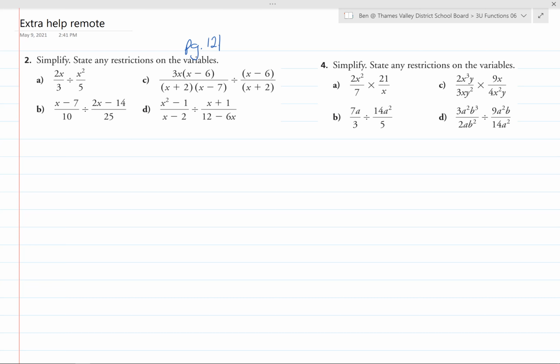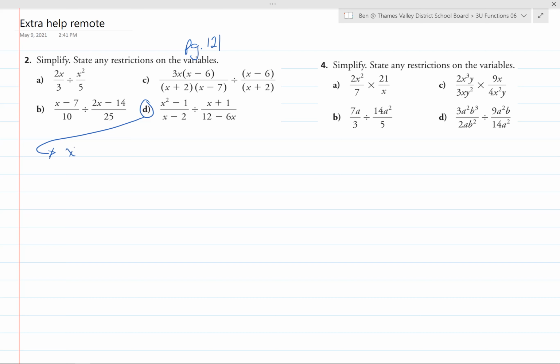All right, so we're going to take a quick look at a couple of the homework problems. These are from page 121. This is section 2.4. So first we'll look at 2D here. 2D, we're trying to simplify the division of fractions here, right?